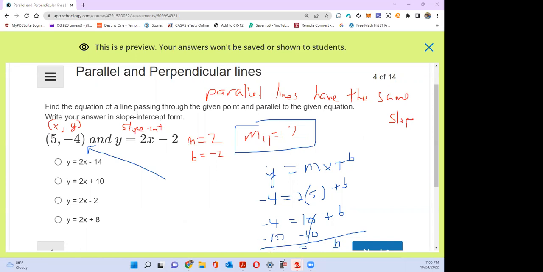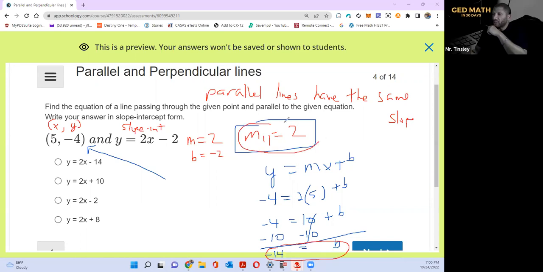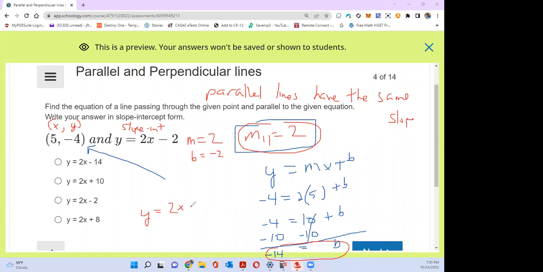-14. So look what we have now. The y-intercept is -14. The slope is 2. What's my equation of the line? Y equals 2x minus 14.